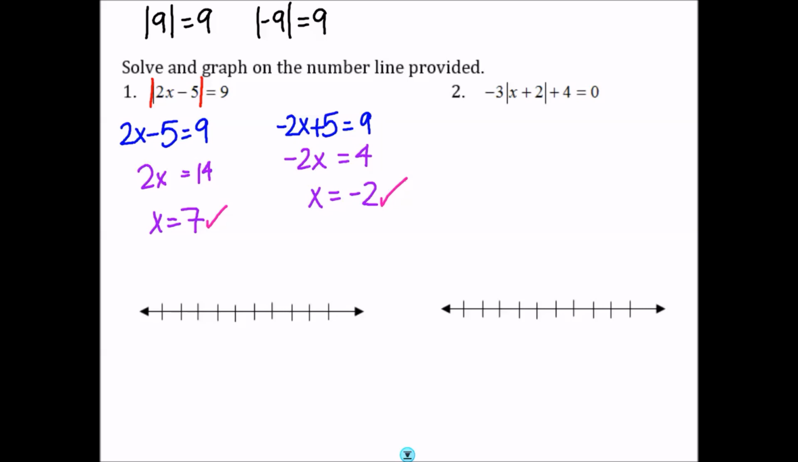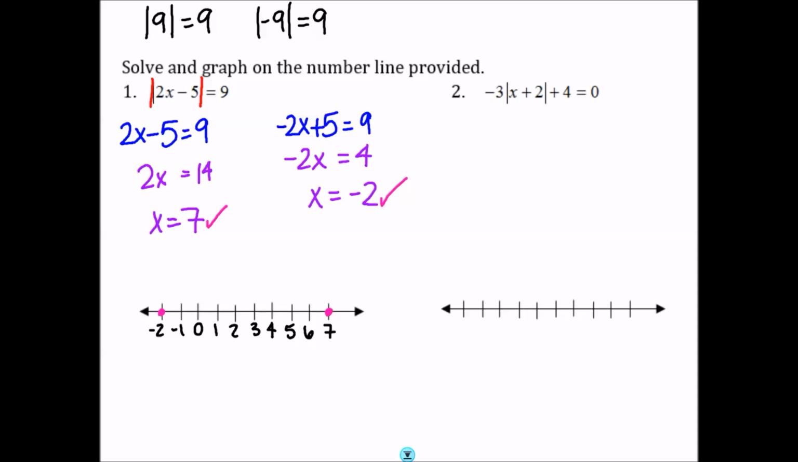Then it says to graph these on a number line. So I need to make sure that my number line includes all the way from negative 2 to 7. And then when I plot my points on the number line, I just put a dot at 7 and a dot at negative 2. Let's try the next example.